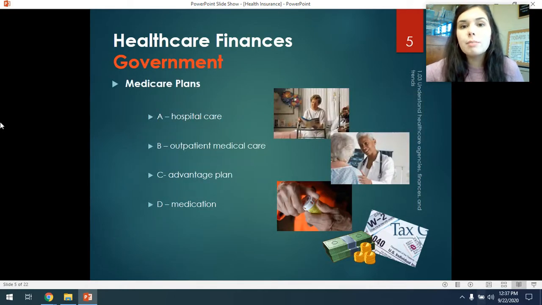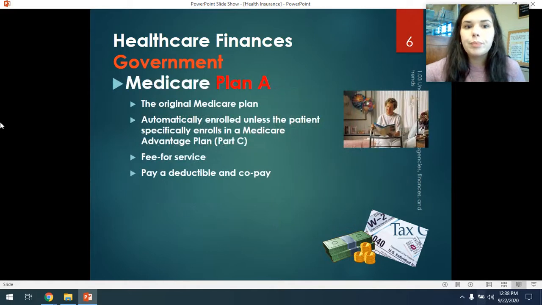There are different types of Medicare plans. There's Medicare A, B, C, and D. Medicare Part A covers your basic hospital care expenses. Medicare Part B covers outpatient expenses. Medicare Part C is an Advantage plan, which we'll talk about in just a second, and that's an optional plan. And then Medicare Part D is another optional plan that covers specifically medications.